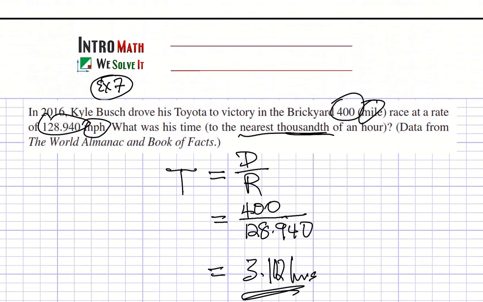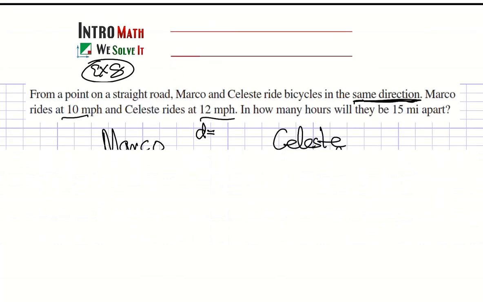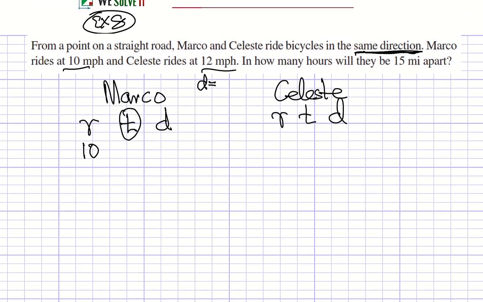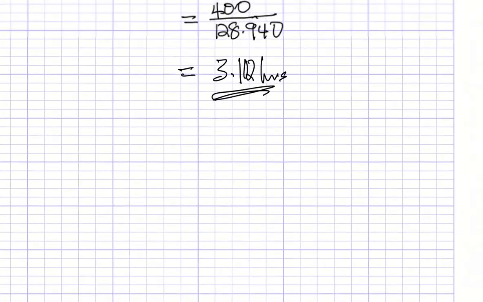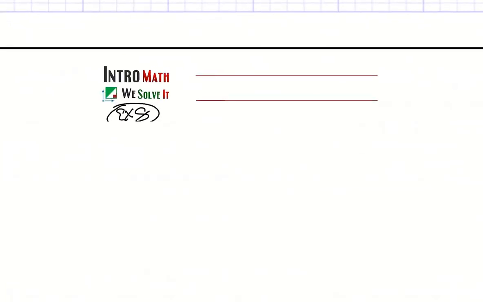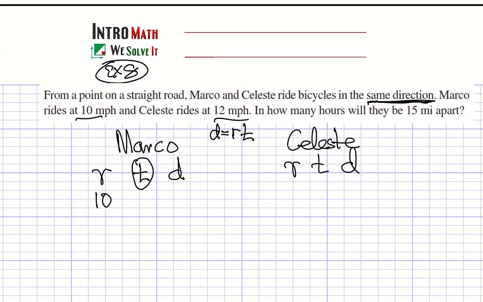Let me see. Let me go back. Distance is equal to rate times time. Yeah, I think that's what they want. Distance is equal to rate times time. Okay. Yeah. Distance, rate over time. So, because we're looking for time. So, we're looking for time.